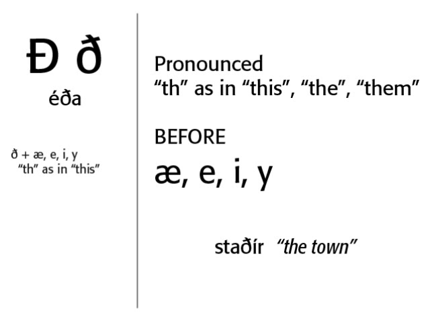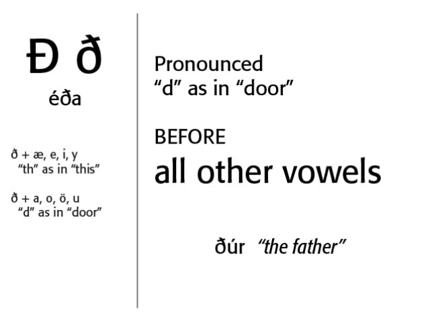An example, stodir. If it appears before any other vowel, it's pronounced d. For example, dur.